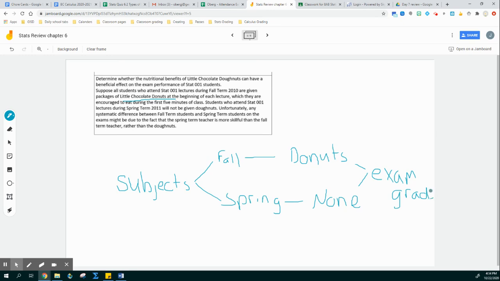Okay, so I need to decide whether this is a block design, a matched pairs design, or a randomized design. It's kind of misleading because it looks like I've blocked them on when they're taking their class. But really I haven't, because I'm not giving the kids in the fall both donuts and no donuts, and the kids in the spring both donuts and none. I'm using the classes to directly split them into donuts and none. So I've gone from subjects into treatment and placebo. That makes this a randomized design.